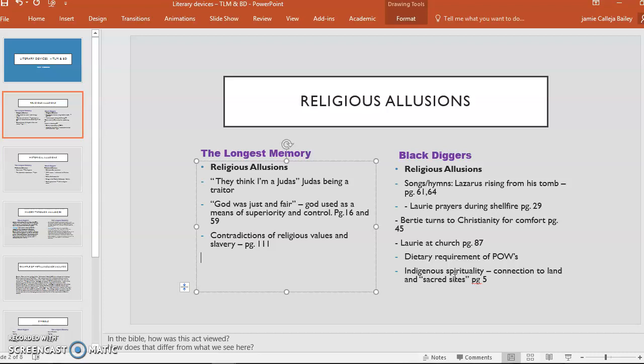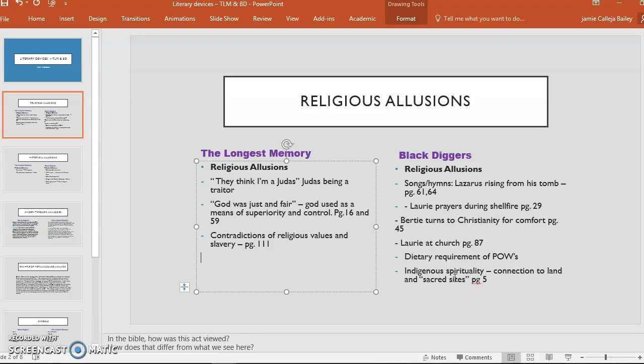We also see that God was used as a means of superiority and control. So on page 16 and 59, and again there are more references, but these are just the ones that I've come up with, it says that God was just and fair. So just and fair to justify the killing of Chapel. And white men in particular take comfort in using God to justify what they do.